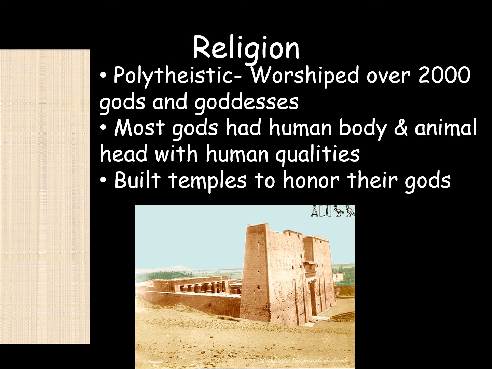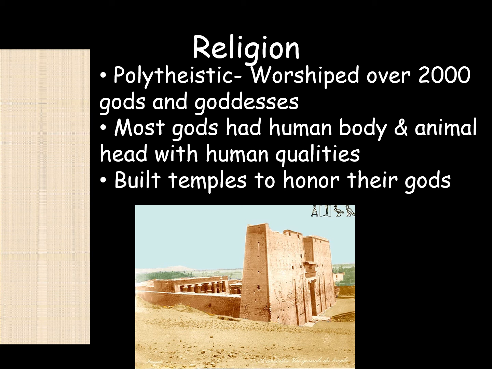So in the religion of the Egyptians, they were polytheistic, which means they worshiped over 2,000 gods and goddesses. They had gods for the sun, they had gods for the earth. As we mentioned before, the pharaoh was the son of Re, which is the sun god. The only people that really needed to know all 2,000 gods and goddesses were the priests. Most gods had human bodies and animal heads with human qualities. And throughout the country, they built temples to honor these gods.